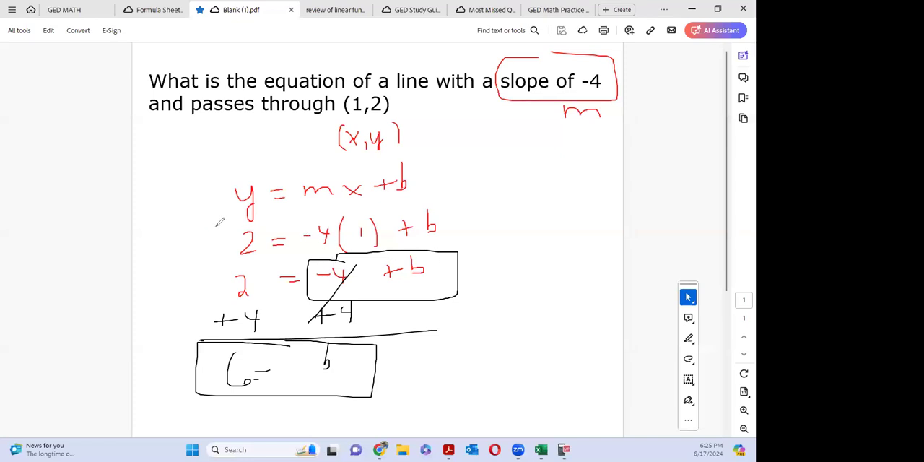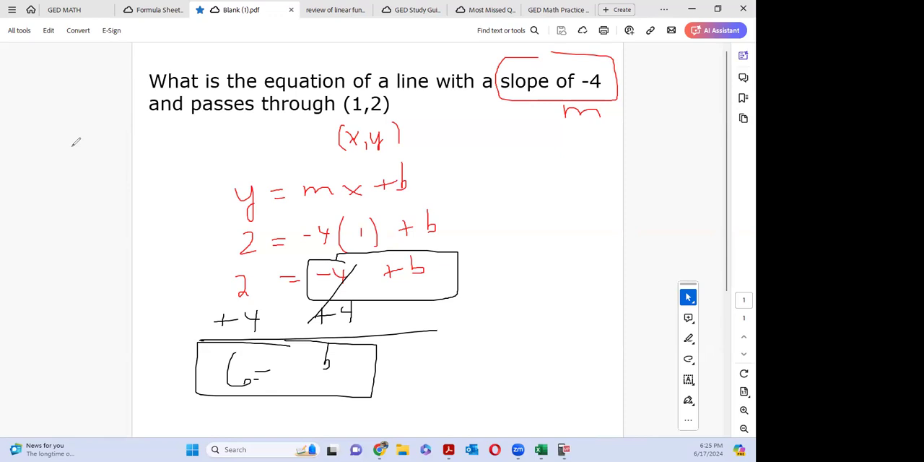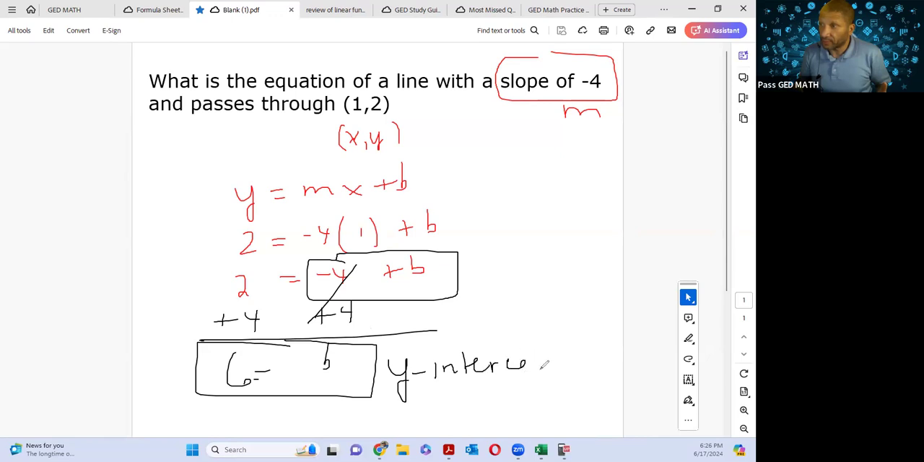Let me tell you right here. Where it crosses the y-axis. That's called your y-intercept. Yes. So this is my y-intercept, and this is my slope. I already know my slope is -4, and I know my y-intercept is 6. What's my equation?